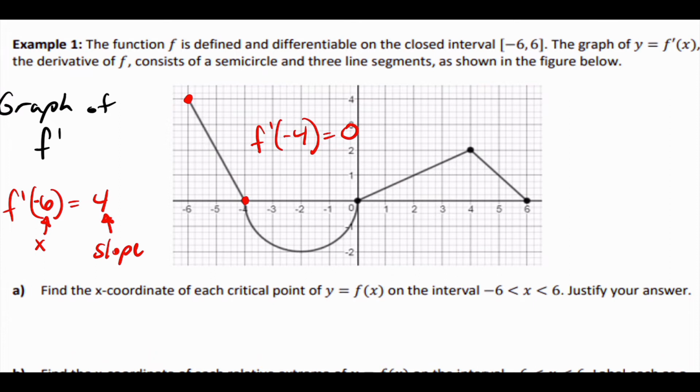Right here, this dot right here was a horizontal tangent line, right? Well, what do we know about things that have horizontal tangent lines? What happens there? It's going to be 0, right? So what do we know about things that have tangent lines of 0? Horizontal tangent lines.